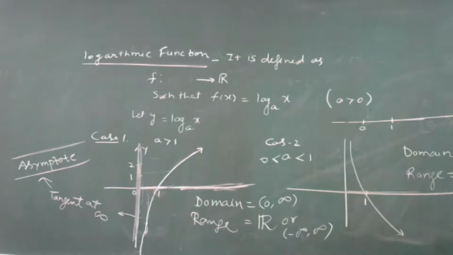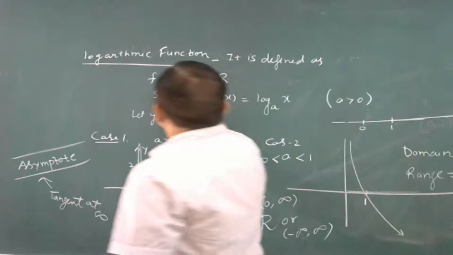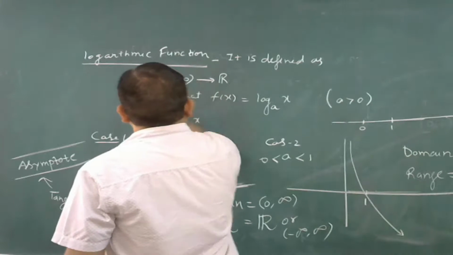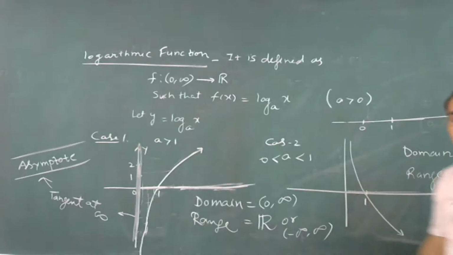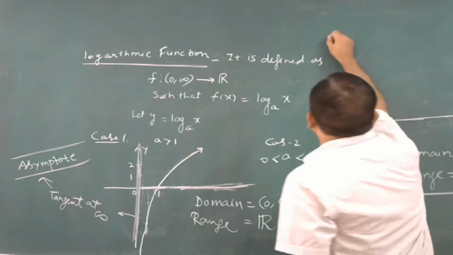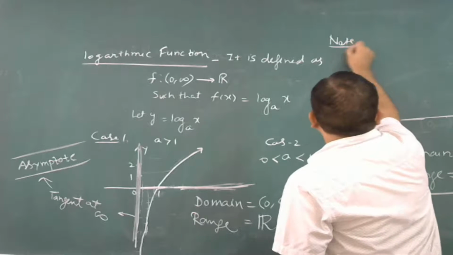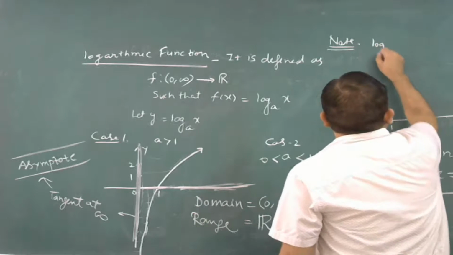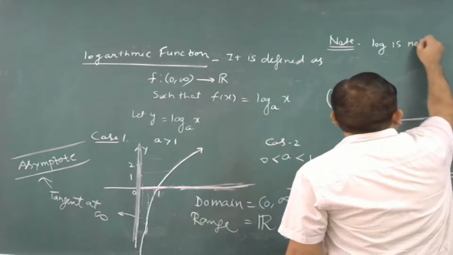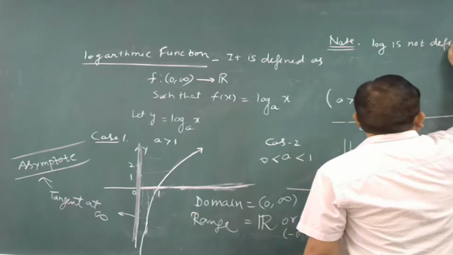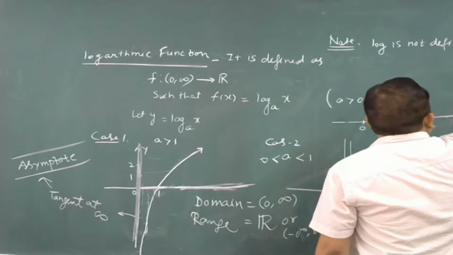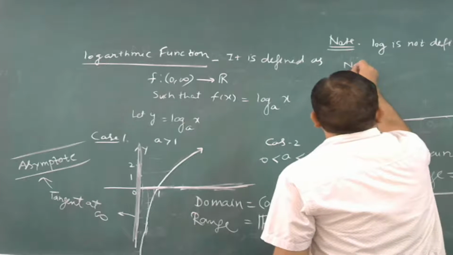Okay. Let me write here domain. Domain is open 0 comma infinity. We are getting one very clear thing: that log is not defined, let me write in words, log is not defined for negative real numbers.